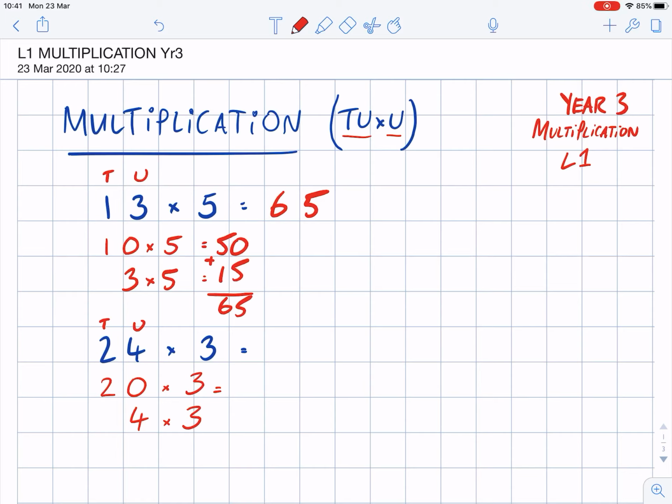20 times 3. Well, again, using multiplications that I know, 2 times 3 is 6, so 20 times 3 must be 60. 4 times 3 is 12. Again, if I add those together, nothing add 2 is 2, 6 add 1 is 7, so I get 72. So that's what you're going to be working through in today's session.